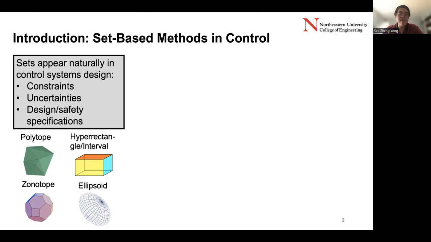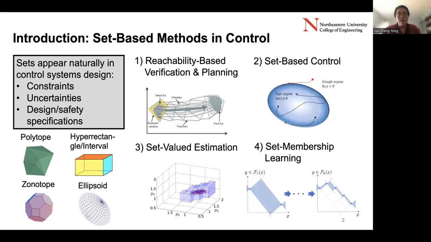There are different types of sets that we can consider: polytopes, zonotopes, hyperrectangles or intervals, and ellipsoids. In the context of this seminar, we will be focusing quite a bit on intervals, but we are also using techniques for the other sets. They are found in many types of problems, such as reachability-based verification and planning, set-based control, set-valued estimation, and set membership learning.